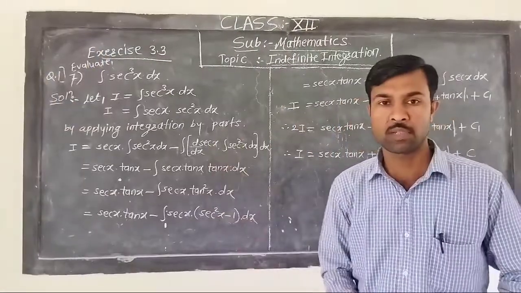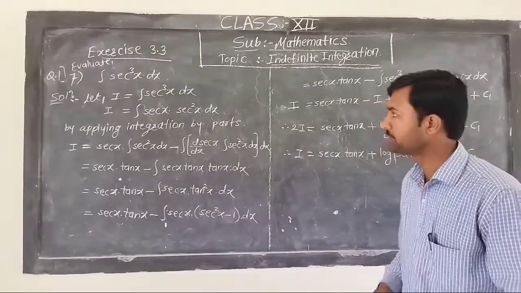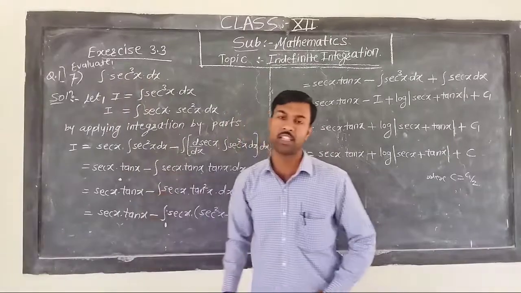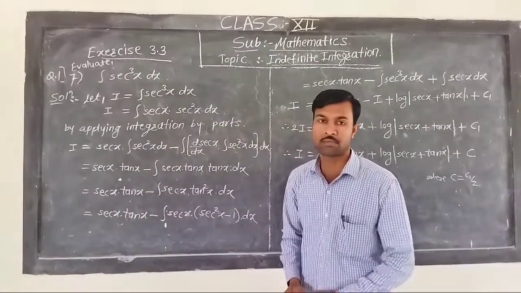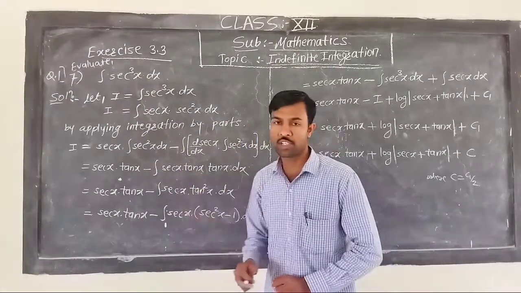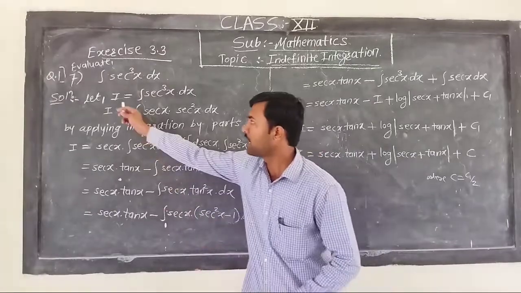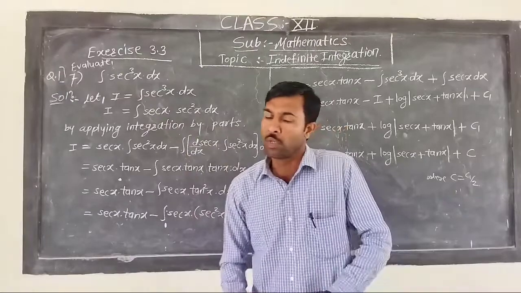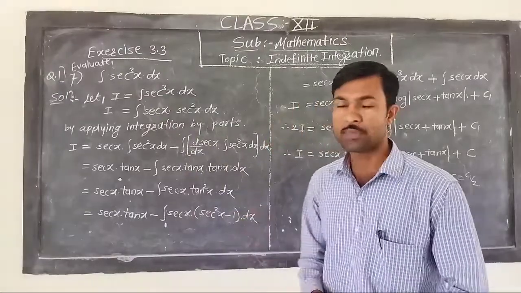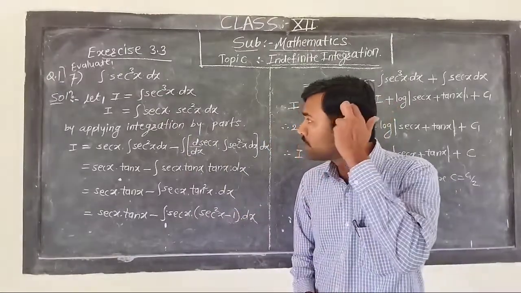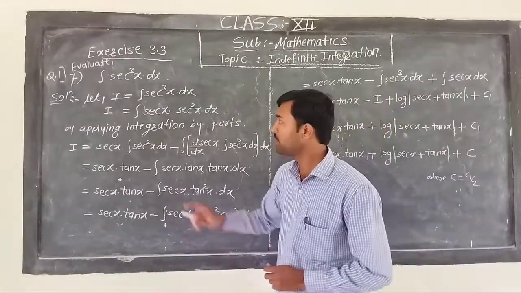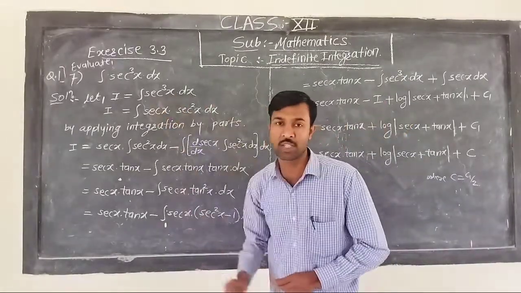Question 7 from question number 1 of exercise 3.3. Here the question is integration of sec cube x dx. Now friends, first step is to denote the given integration problem by letter I, so that I is equal to integration of sec cube x dx. We don't have any formula for integration of sec cube x dx. So how to solve this problem? If we observe, here only sec cube x is present.